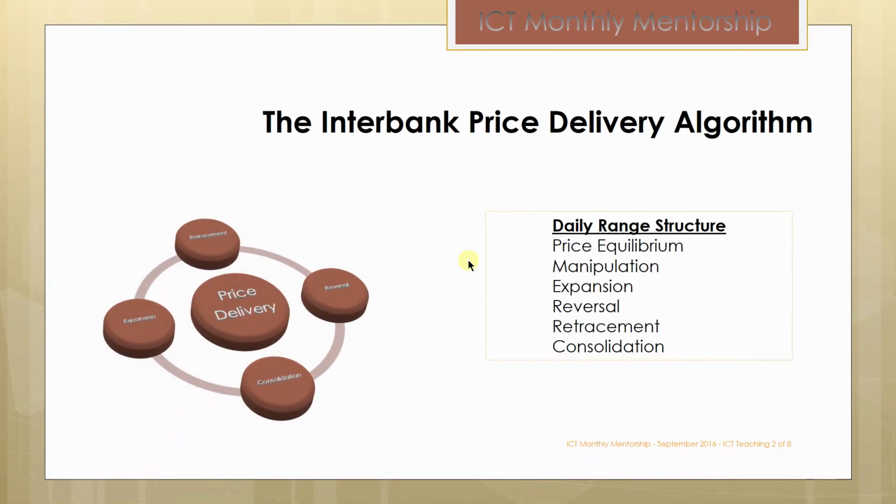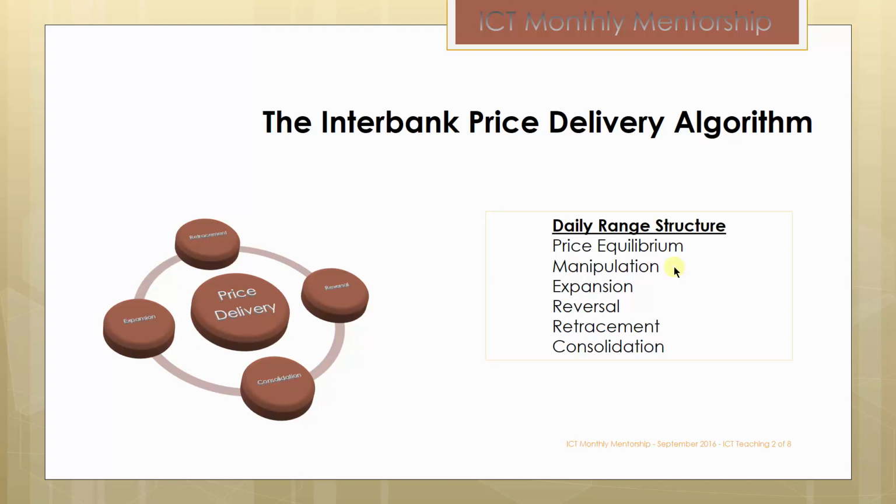Now let's get back to the interbank price delivery algorithm. The daily range structure can be really broken down and simplified. It starts with a price equilibrium. That's Asian range. Then there's a manipulation, and that's always going to come by way of some news event, some news driver, either at the time of the manipulation or just before it. That's the Judas swing. Then we'll see a range expansion. In other words, after the high or low is formed, the range will start expanding. It'll go down into 5 o'clock in the morning New York time, or go up into that time window, depending upon the daily direction. We're going to use the perspective that it's a buy day.